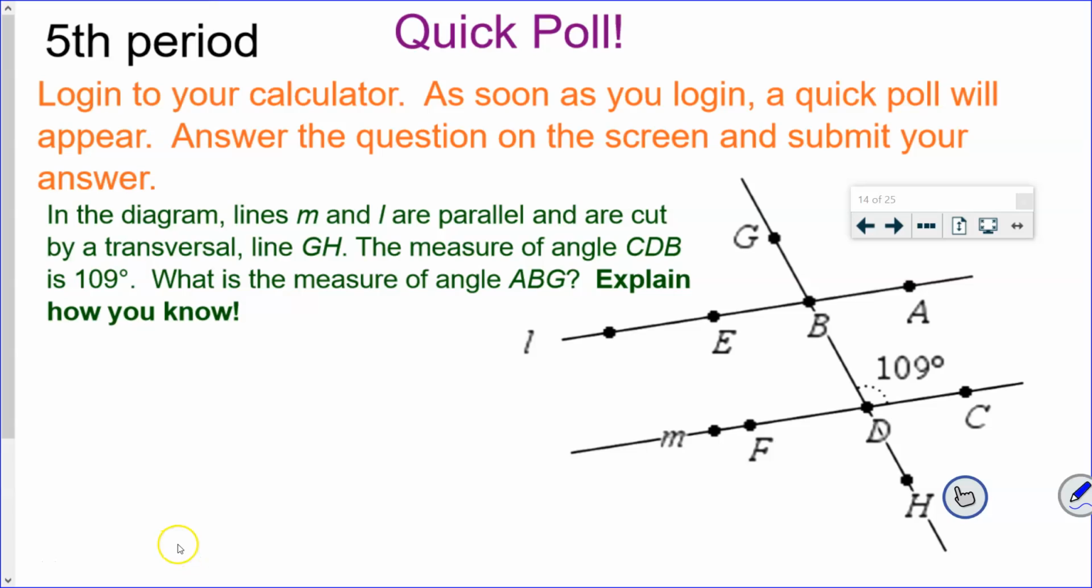Students in class are working on their quick poll right now. Online learners, you should pause the video long enough to answer this question. You're just answering it on your own paper, thinking it to yourself, giving yourself the time that you need. Pause the video long enough to do that.